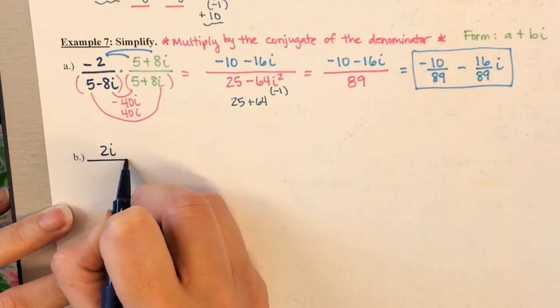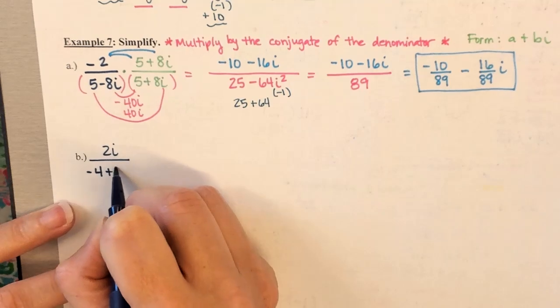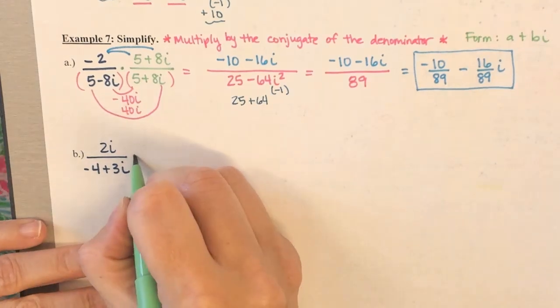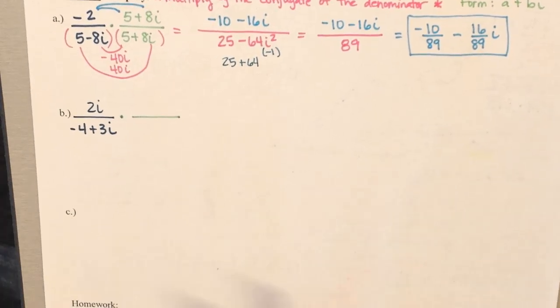All right, for the next one, I want you to write what you think the conjugate is going to be. So write what you think you're going to multiply by on the top and the bottom. I'll give you a few seconds to do that, and then we'll talk about it.